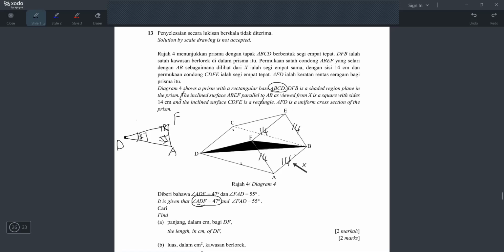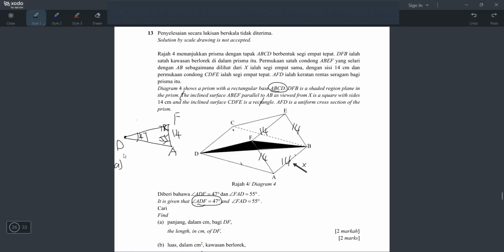But the length, do I have it? Actually, yes, I have the AF, 14. So I can transfer the 14 here also. So actually, I can use sine rule to find FD and AD. I can use sine rule because I have all three angles and I have one pair, right? But let's see what they want first. So part A, find the length of DF.